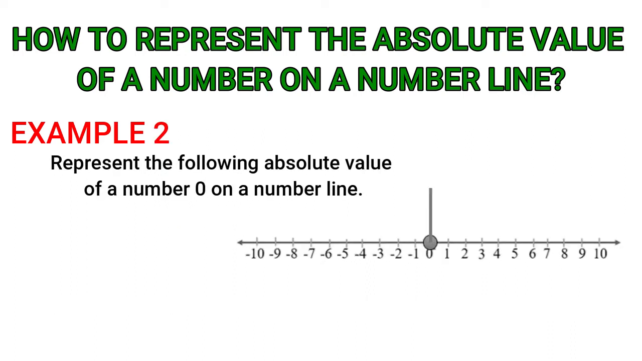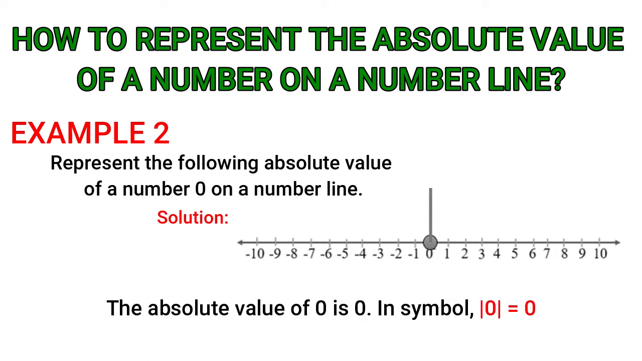Now, let's have another example. Represent the absolute value of 0 on a number line. 0 is the origin of a number line, and we don't need to count the distance from 0 going to 0, since there is no distance to be counted. Therefore, the absolute value of 0 is 0.